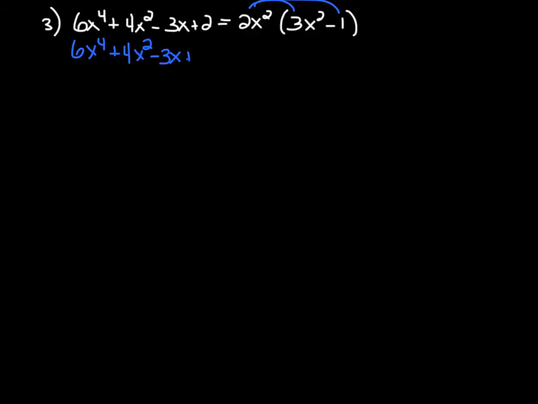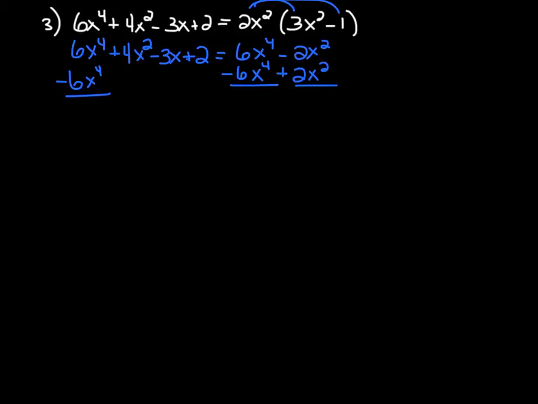And when we distribute the 2x squared, well, 2x squared times 3x squared is 6x to the 4th. And 2x squared times -1 is -2x squared. Okay, so in order to get this equation set equal to 0, you could show these steps. We could subtract 6x to the 4th from both sides. And in that same step, we could also add the 2x squared to both sides.